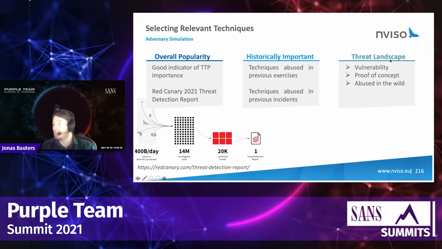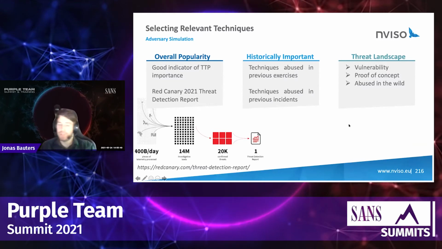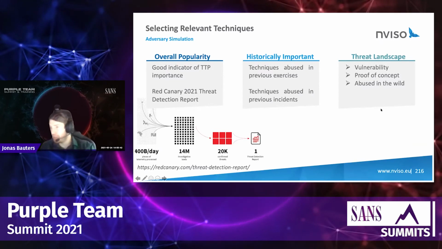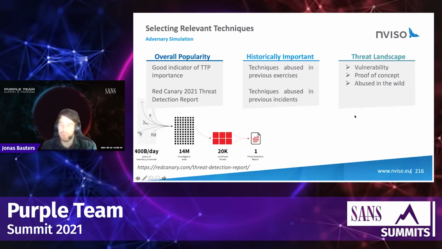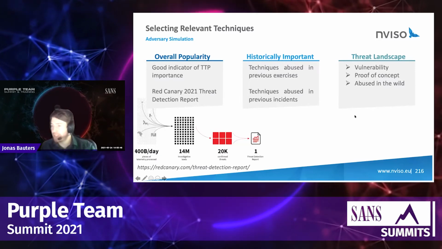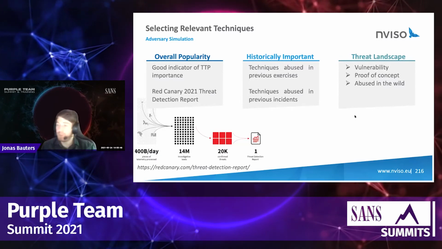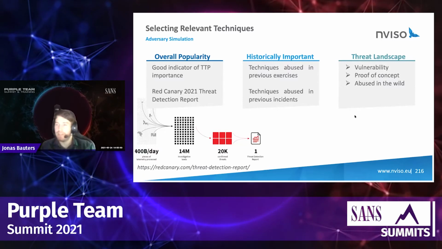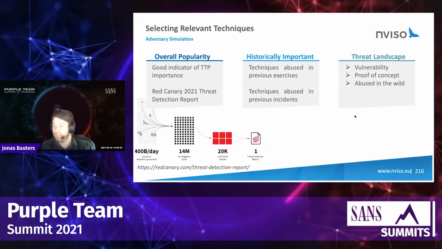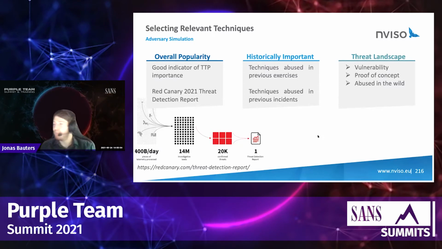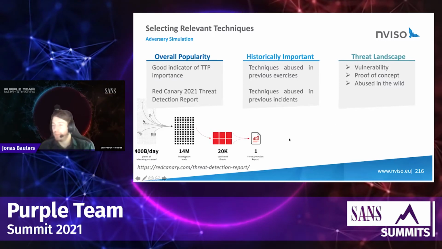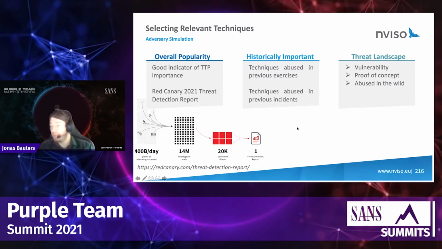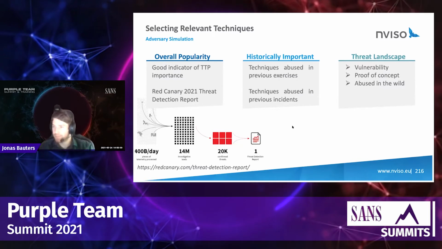And then finally, the threat landscape. If there is a new vulnerability being published, a new proof of concept that is abused in the wild, that's gaining a lot of traction, then it could be interesting to see if you can have detection for that specific issue to avoid it being abused in your company or being abused without you knowing, at least.